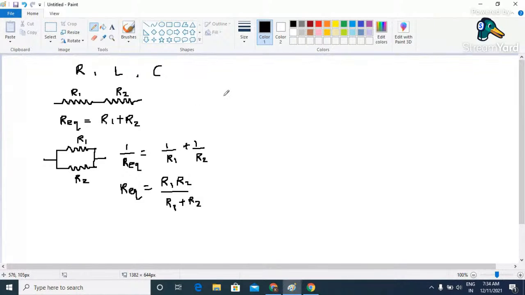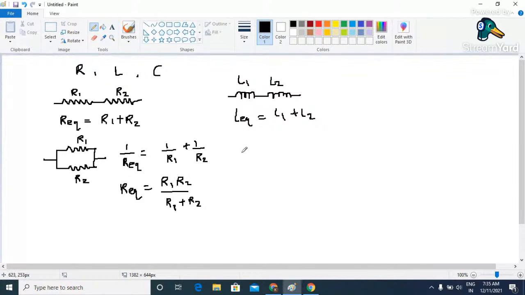In the same way, suppose you have two inductors, say L1 and L2, and they are connected in series combination. So L equivalent is going to be equal to L1 plus L2. While writing this equation, I have considered that the mutual inductance between these two is 0. Otherwise, the equations may get modified.